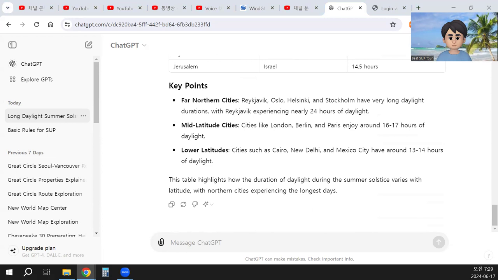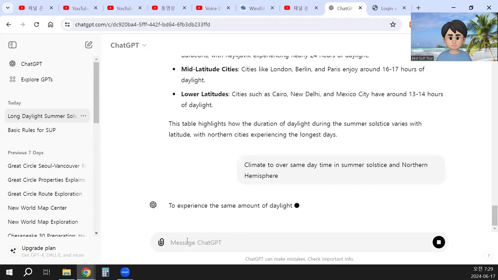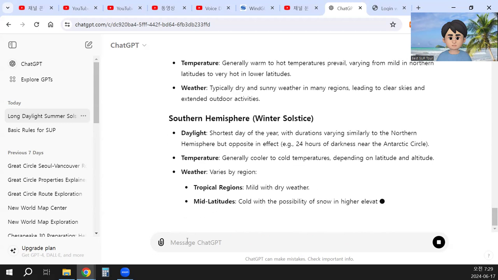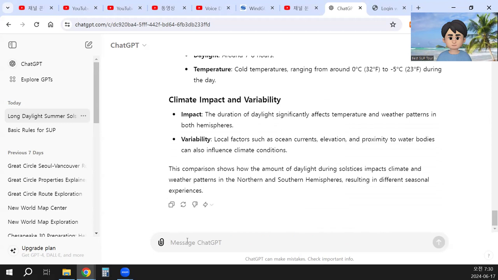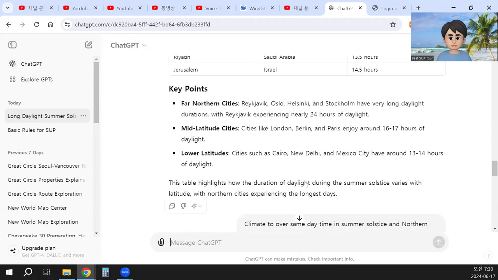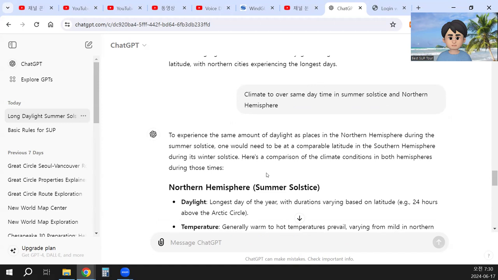Climate at the same daytime in the summer solstice in the Northern Hemisphere. I try to use this to understand our planet, solar energy, and geography. To get the same amount of daylight twice in a year, you only need to be at a comparable latitude in the Southern Hemisphere during its winter solstice. Here is a comparison of climate conditions in both hemispheres during those times.